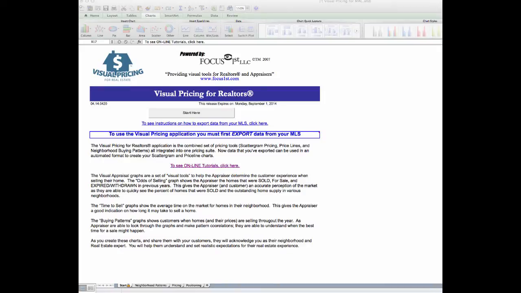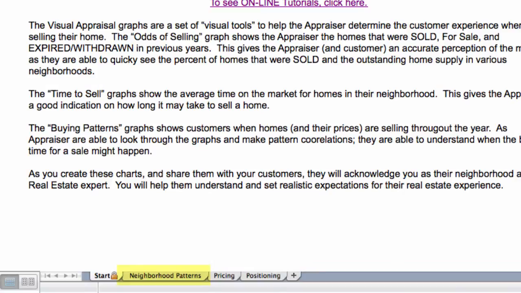Hello, this is Tim Dillion from Focus First, and this short tutorial is a quick overview of the odds of selling chart. The odds of selling chart is one of the charts that is created automatically for you when you read in your export file into the visual pricing system. And this chart can be found under the neighborhood patterns section.